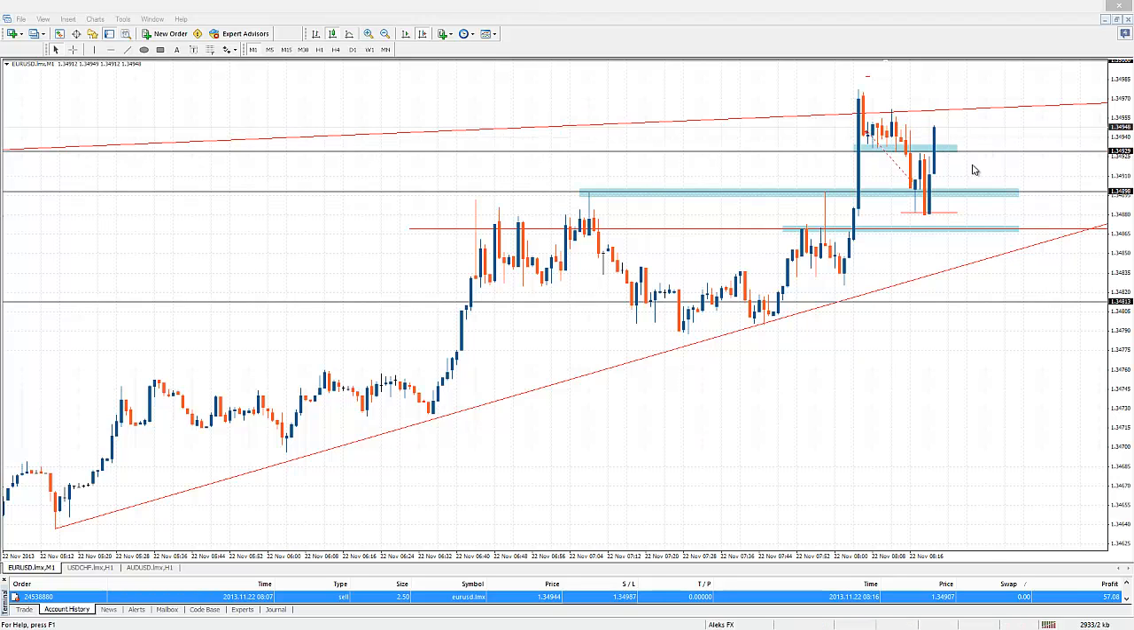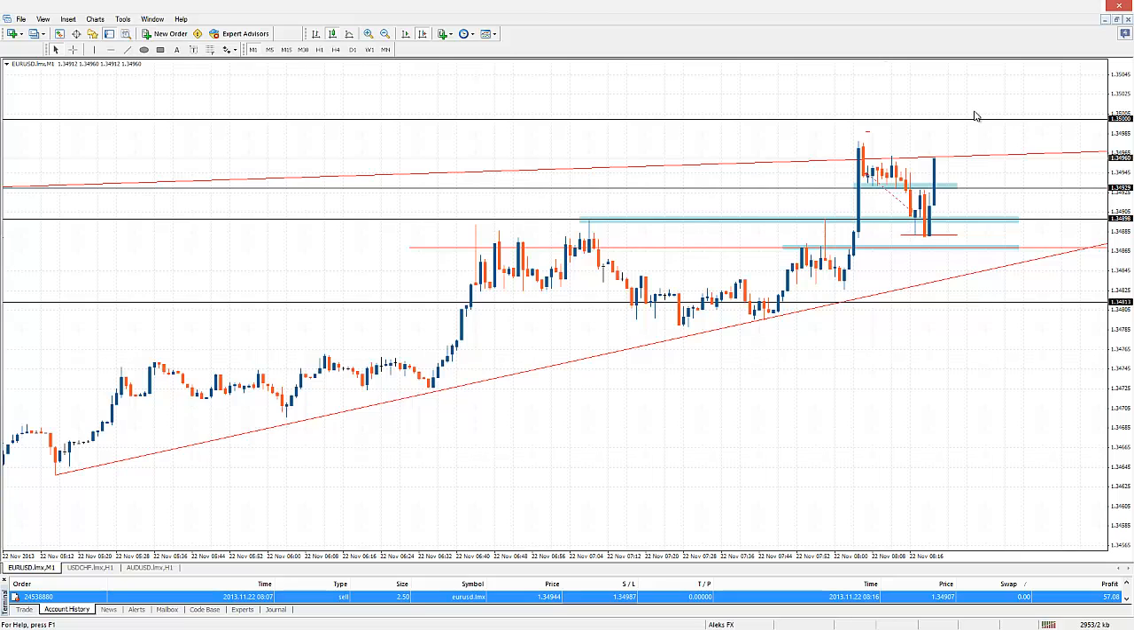We got stopped on the remainder of the position. We made a profit there of 3.7 pips on half the position. So we took a short off resistance into support, took profits, and then obviously the buyers have come in with renewed force and probably see these highs taken out.